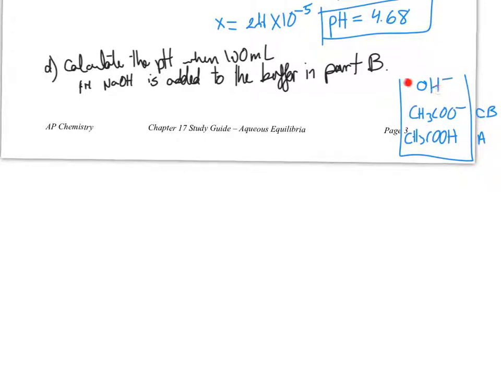I'm going to add some OH minuses. Well, OH minus is a base. Guess what it's going to react with? Yep, it's going to react. Since that's a base, it's going to react with the acid. So the first thing you want to do is write out the reaction between the acid and the base, the buffer with your extra OH minuses. So let's write that down.